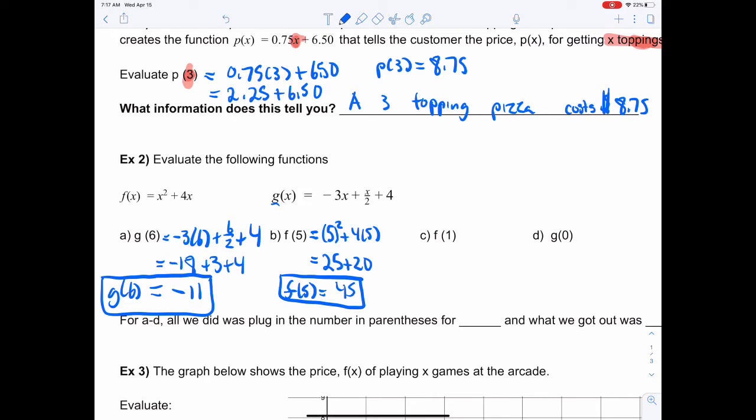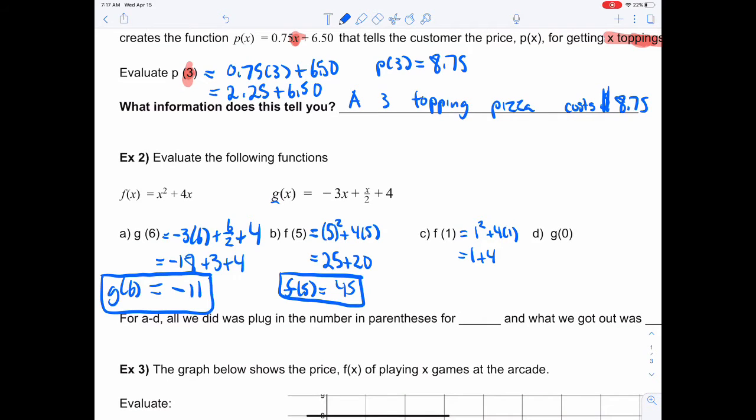And the last two, f of 1 and g of 0. Why don't you pause the video and try those out? All right, f of 1, you get 1 squared plus 4 times 1. So you get 1 plus 4. And that equals 5. So f of 1 equals 5. G of 0, if you plug in 0 every time there's an x, negative 3 times 0 plus 0 divided by 2 plus 4, you ultimately just get 4. Hope you guys got those ones right.